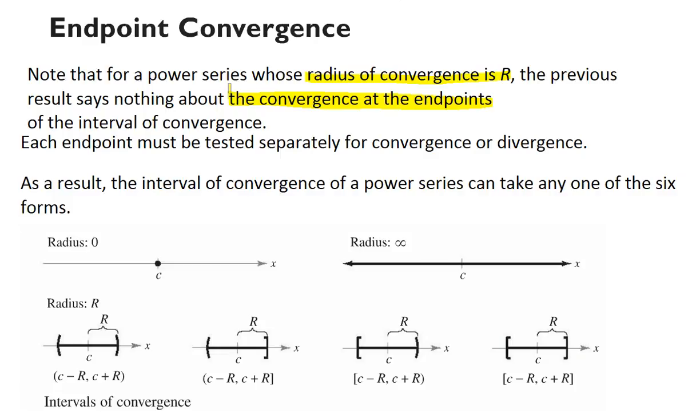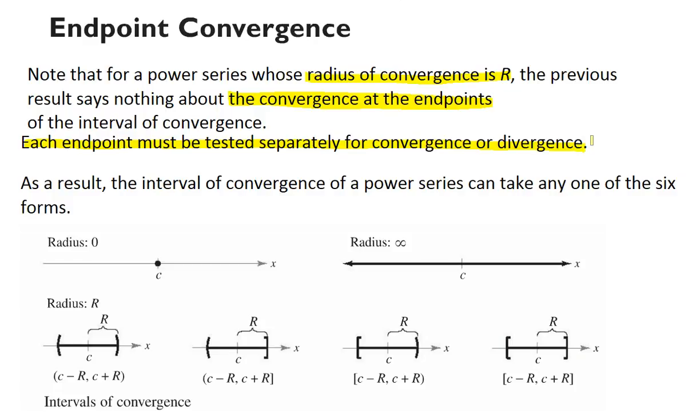Because if you actually plug in the endpoints, the limit would be exactly 1, and you know the ratio test is inconclusive if the limit of the ratio is exactly 1. So we have to do some other test for each endpoint to determine convergence or divergence. Each endpoint must be tested separately for convergence or divergence.